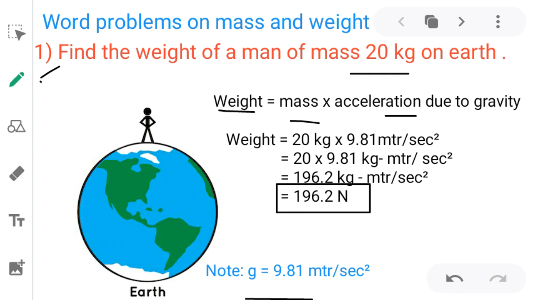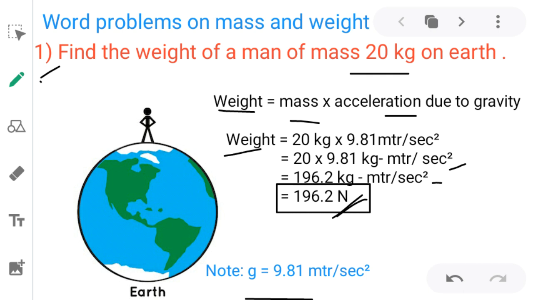Just multiply the mass of man with the gravitational acceleration, that is, weight equals 20 kg into 9.81 meter per second square. Multiply the numbers and take units to one side. It becomes kg meter per second square. By multiplying numbers we get 196.2 kg meter per second square. We can replace kg meter per second square with Newton. You know that 1 kg is equal to 9.81 Newton. Using that concept, we can replace kg meter per second square with Newton.